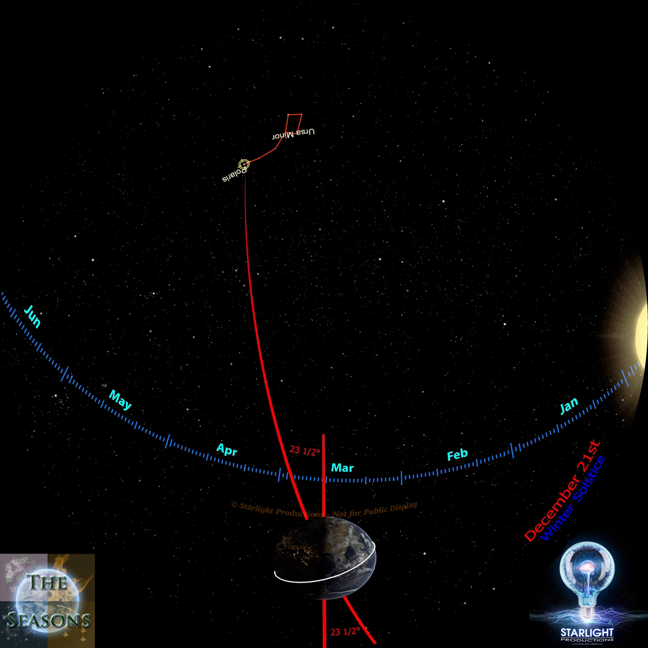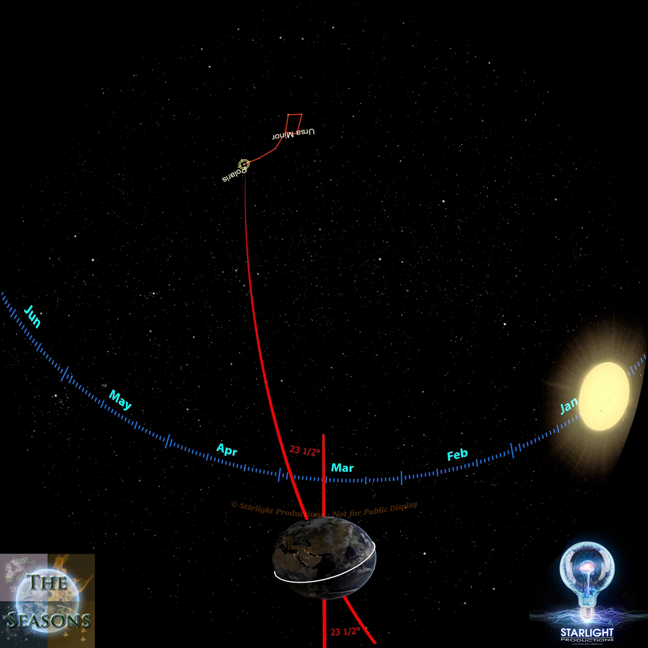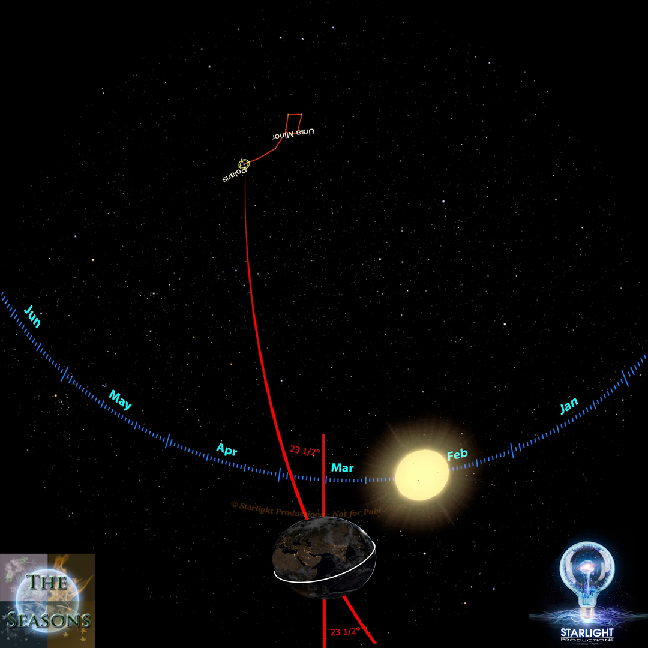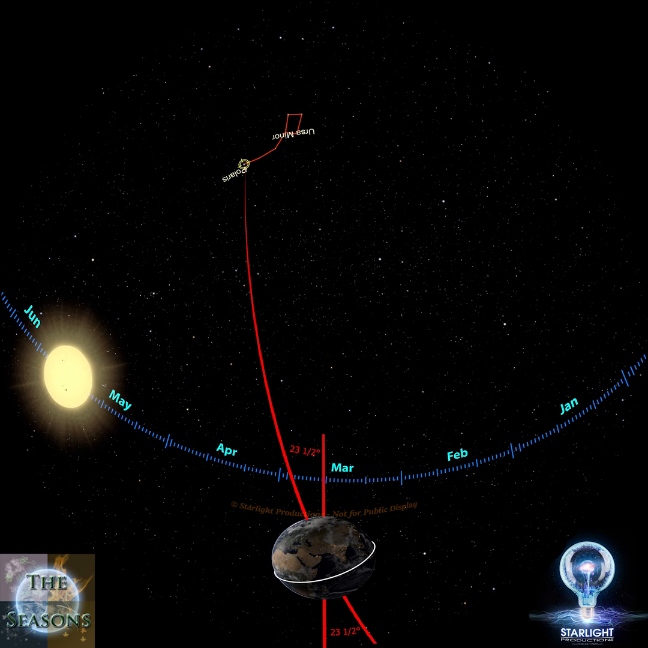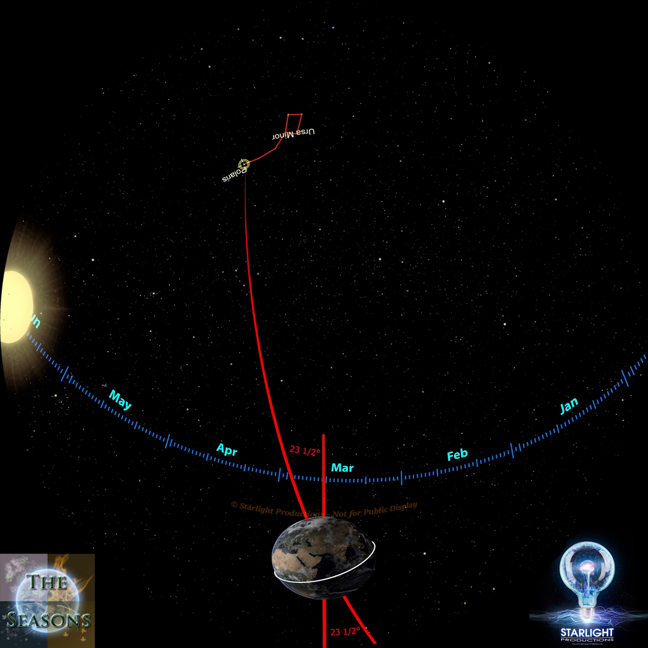This happens on or about December 21st every year and is called the winter solstice. But on the other side of its orbit, the North Pole tilts 23.5 degrees toward the sun, and the South Pole tilts the same angle away from the sun. This happens on or about June 21st every year and is called the summer solstice.